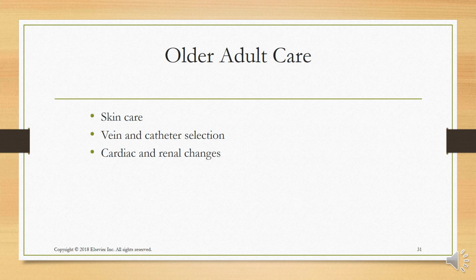Older adults, what kind of things do we need to think about with the older adults? Always skincare, right? We need to think about the vein and catheter selection. So you're going to look at their skin. Is it droopy? Is it drapey? Is it going to move when they turn? You need to make sure you select a vein that's in a position that's the most stable you can get for an elderly person. And we're always going to monitor their cardiac and renal changes when we're giving any kind of fluids.